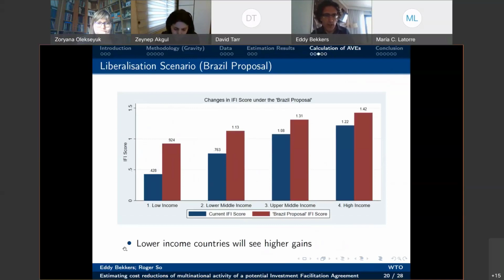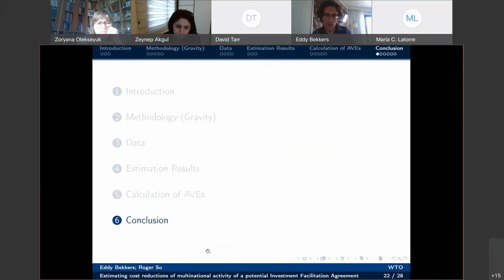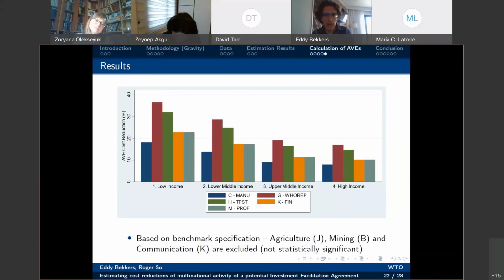Okay, let me go back to this one. Here we can see the change in the IFI score based on the scenario that we have taken from Zoriana's and Axel's paper. You see that for lower income countries, we would get the most significant change. Here we then have the ad valorem equivalent cost reductions, which I think are relatively substantial, ranging from below 10% up to more than 30%. Agriculture, mining, and communication are excluded because they're not statistically significant. So this is all very straightforward.